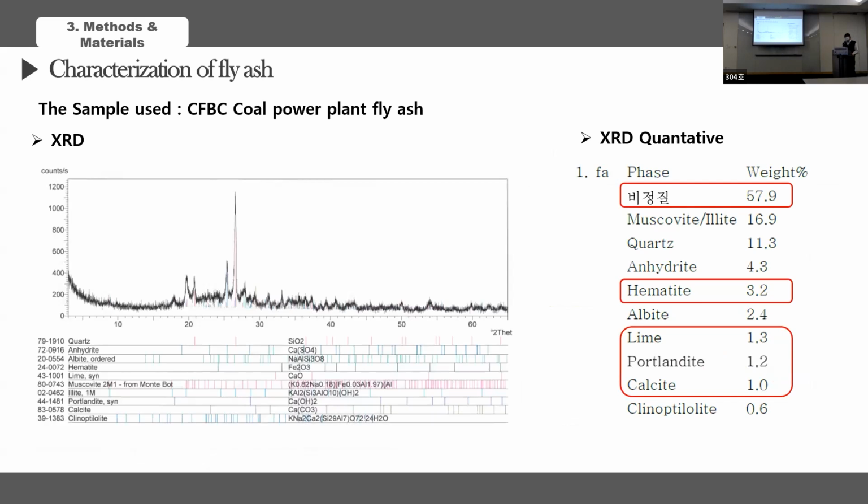앞서 XRF 결과와 같이 정량 분석을 통해서도 비소를 제거할 수 있는 성분들에 대해서 확인할 수 있습니다. 비정질 물질은 주로 알루미늄이나 철과 같은 물질들이 될 수 있고, 이외에 헤마타이트 그리고 칼슘 성분 물질들을 확인했습니다. 이 샘플의 분석 결과를 기반으로 실험을 진행했습니다.